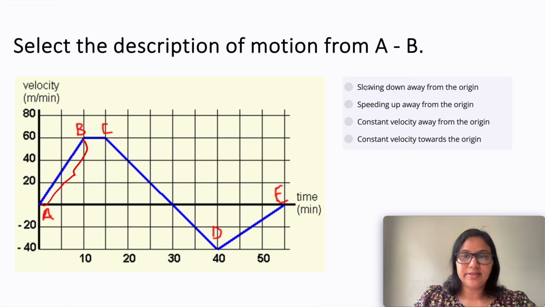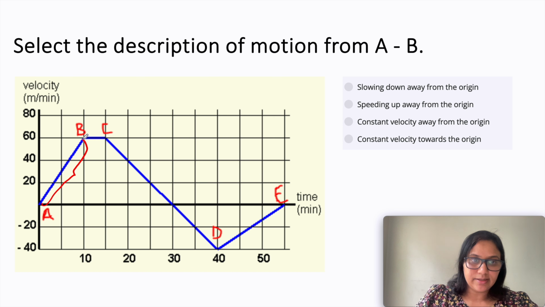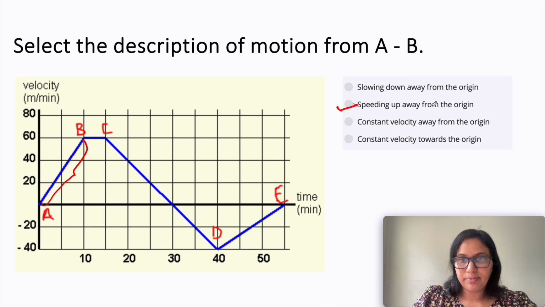There are four options here: slowing down away from the origin, speeding up away from the origin, constant velocity away from the origin, constant velocity towards the origin. So it is not slowing down, it accelerates. Definitely it is the second choice, speeding up away from the origin.